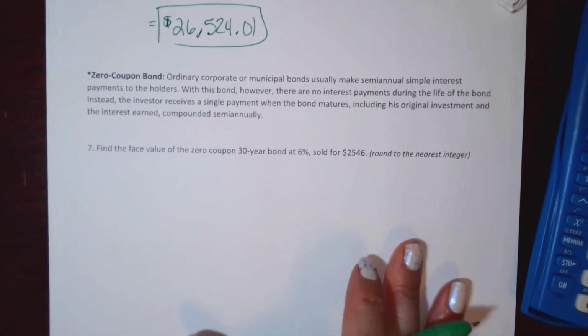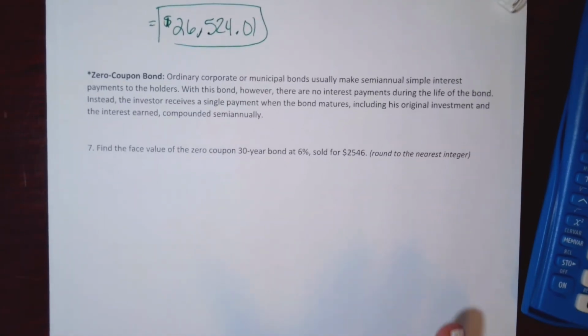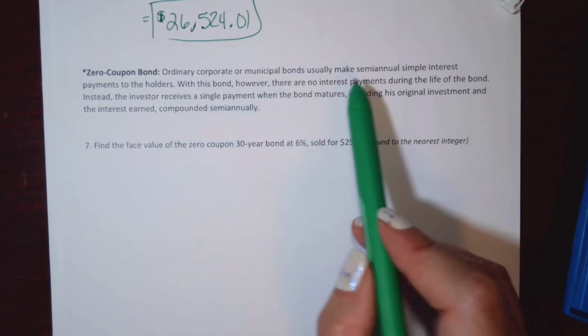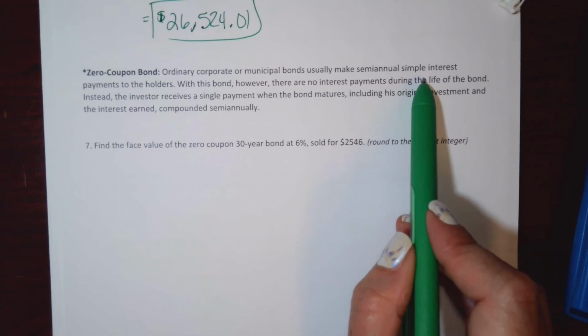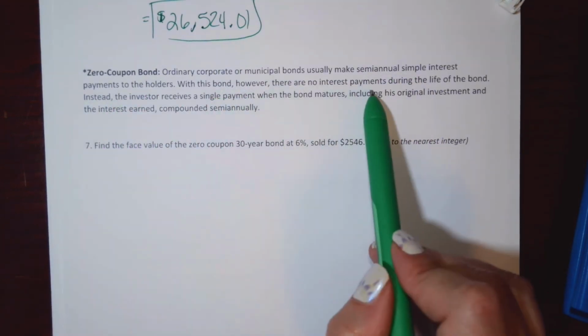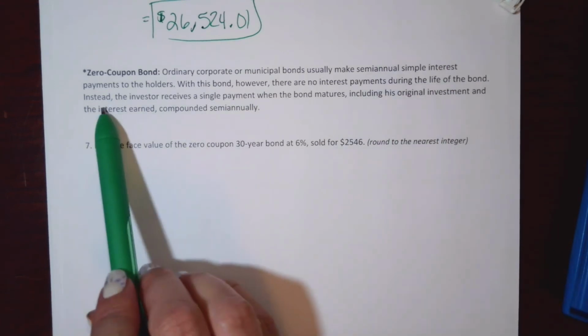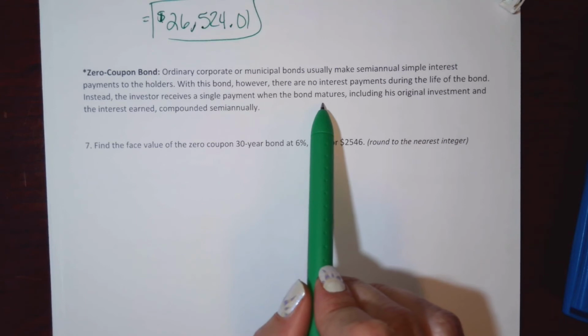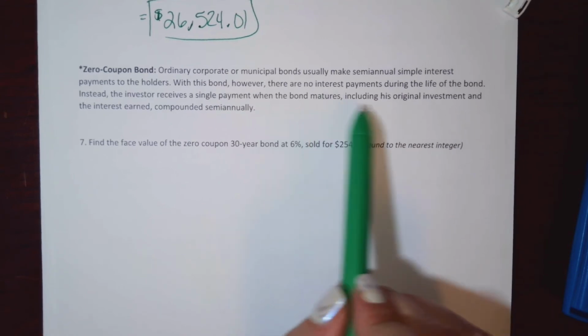Okay, a zero coupon bond. You're going to have problems about zero coupon bonds. A bond is an investment. An ordinary corporate or municipal bond usually makes semi-annual simple interest payments to the holders. With this bond, however, there are no interest payments during the life of the bond. Instead, the investor receives a single payment when the bond matures, so those interest payments go back into the bond.